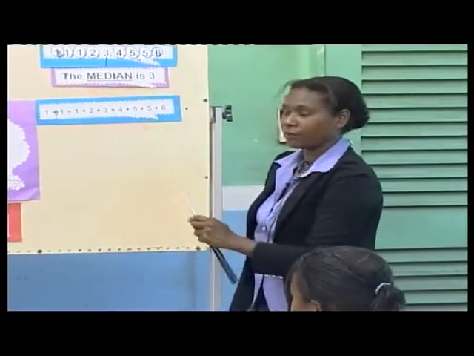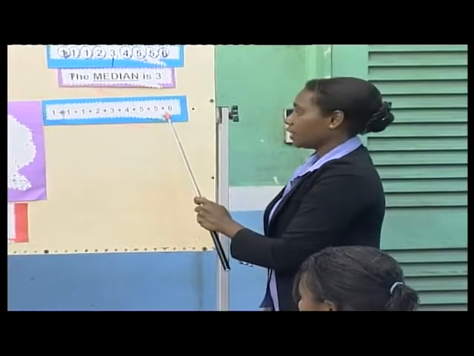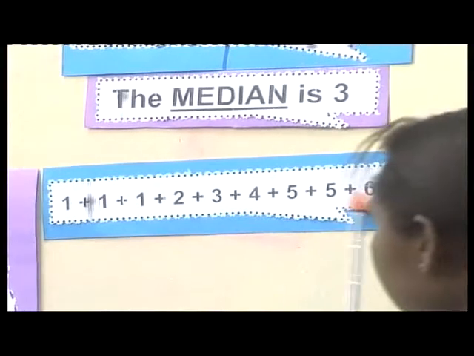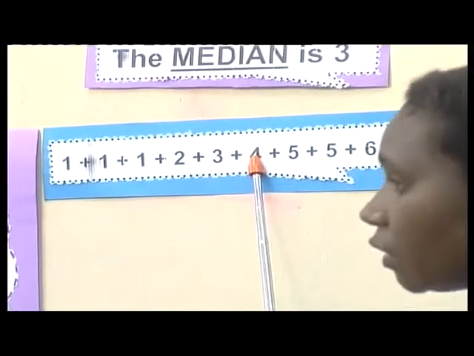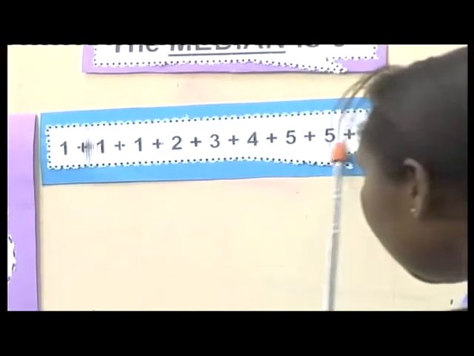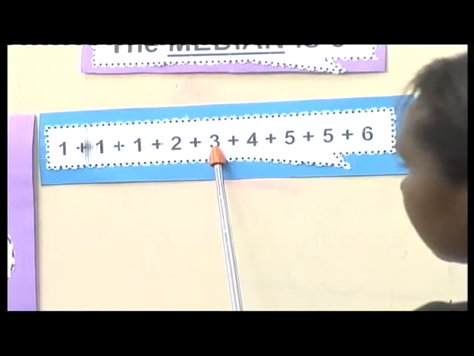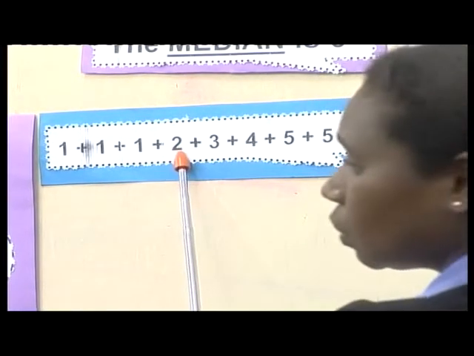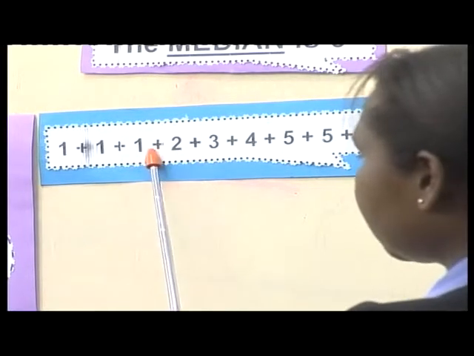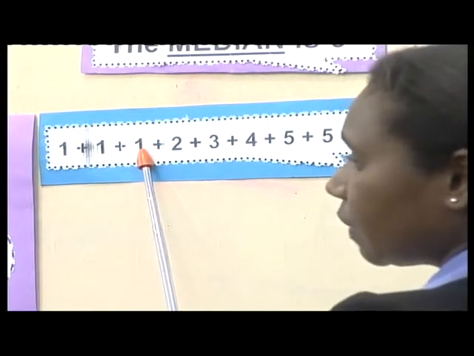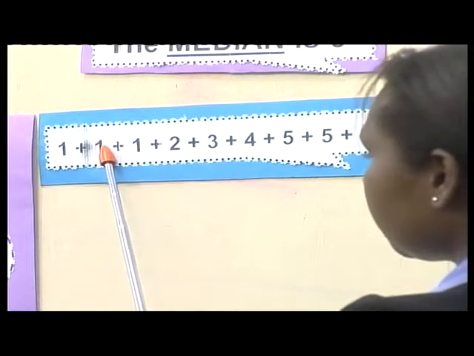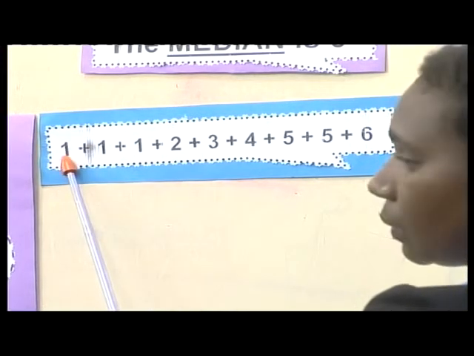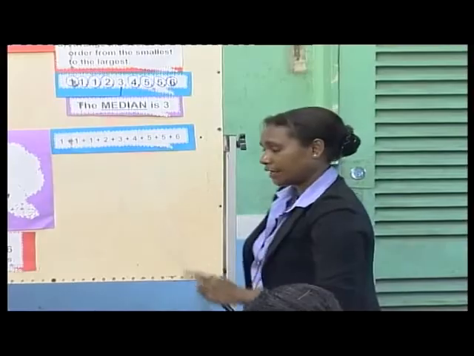So let's go by the bigger numbers to see how you have added. 5 and 5, 10. 6 and 4, 20. 20 plus 3, 23 plus 2, 25 plus 1, 26, 26 plus 1, 27 plus 1, 28.